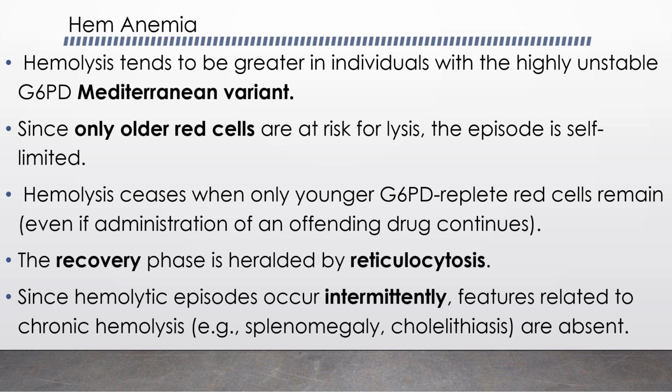Recovery phase, reticulocytosis. That means a lot of new red cells are being formed. And an episodic form of hemolytic anemia is seen. It is only intermittent. So features like splenomegaly or cholelithiasis are absent.